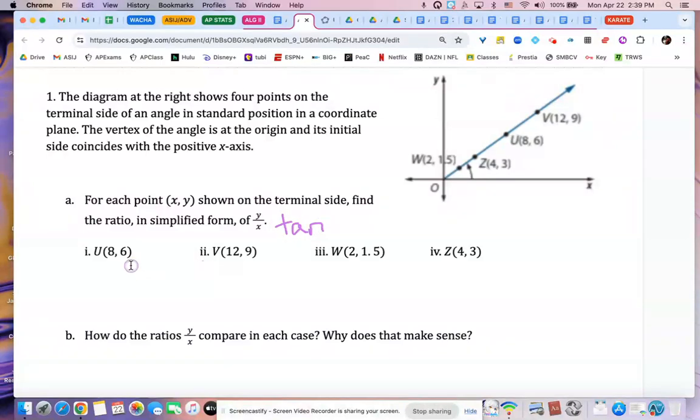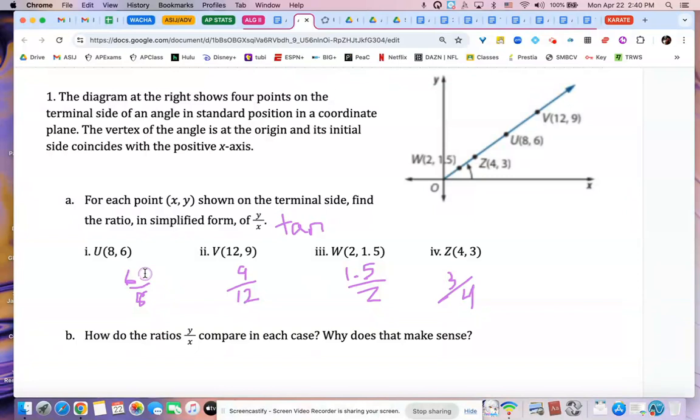Tangent. So what's our ratio? Well, this is just 6 over 8. This is 9 over 12. I'm just taking the y value divided by the x value. They told me what it was. So 1.5 divided by 2 and 3 over 4. Now, these all look like different numbers, which they are. But what you're supposed to notice is that when you actually divide the numbers, the ratio of all of these is the exact same thing.